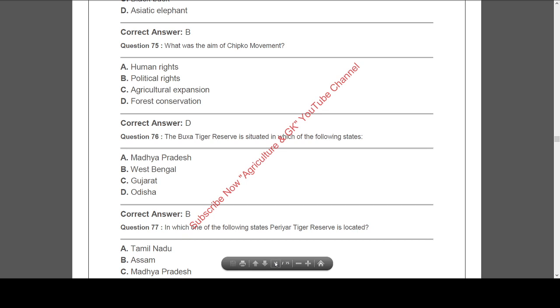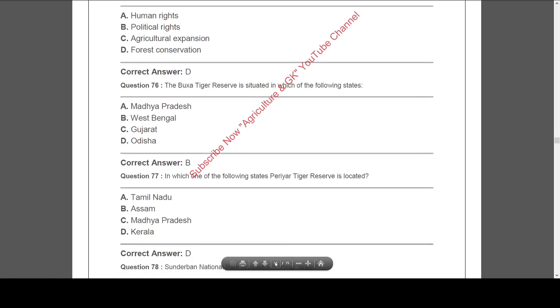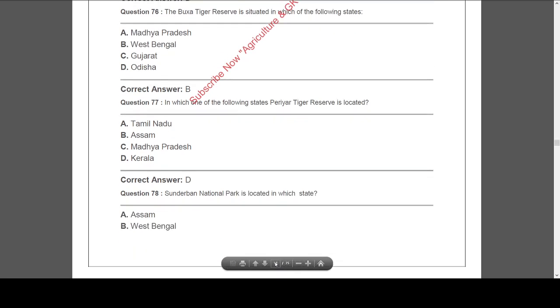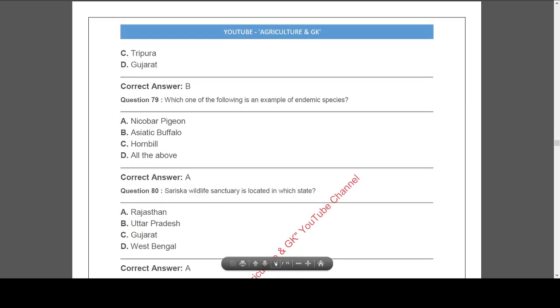The Buxa Tiger Reserve is situated in which of the following states? It is in West Bengal. In which one of the following states is Periyar Tiger Reserve located? It is in Assam. Sundarban National Park is located in which state? It is in West Bengal. Which one of the following is an example of endemic species? It is Nicobar pigeon.